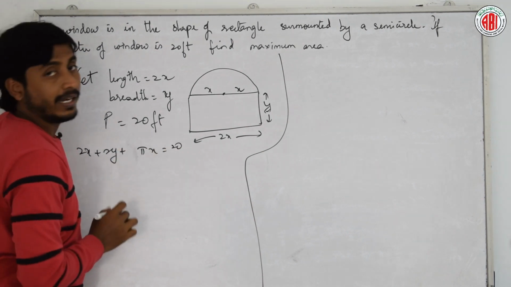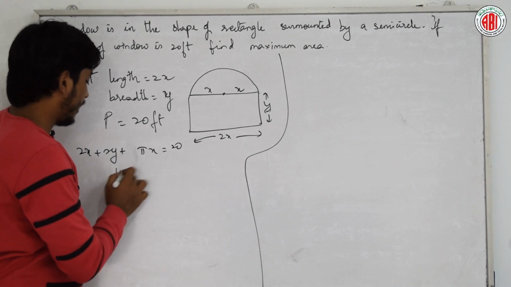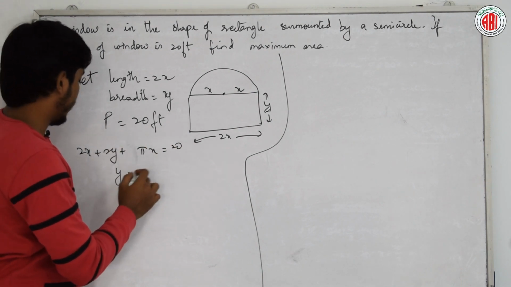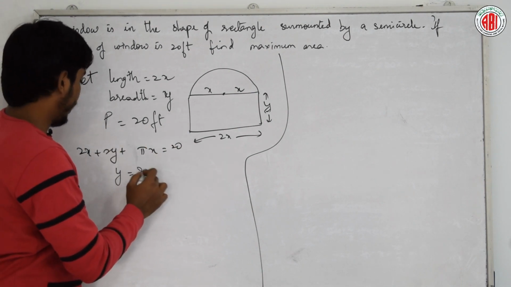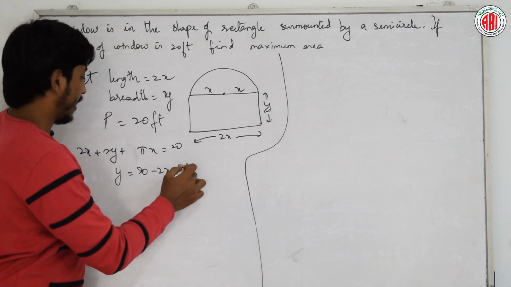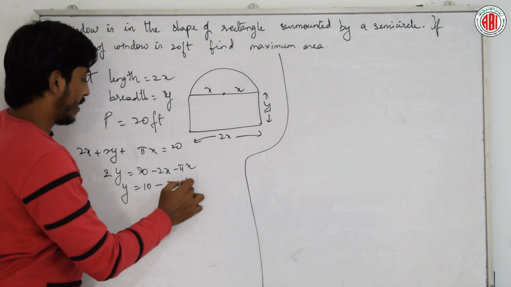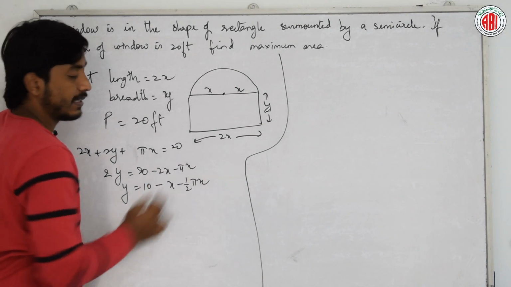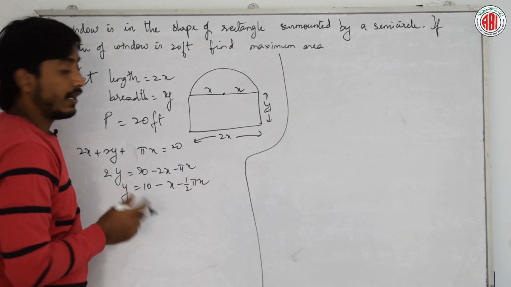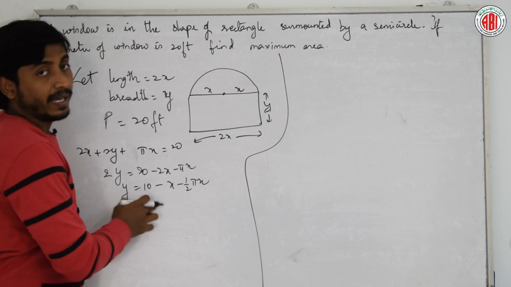This is 20. Now put only y this side and send all the remaining things that side. That will be 20 minus 2x minus pi x, and this is 2y. Y is equal to 10 minus x minus half pi x. Is it clear? This is the parameter y.